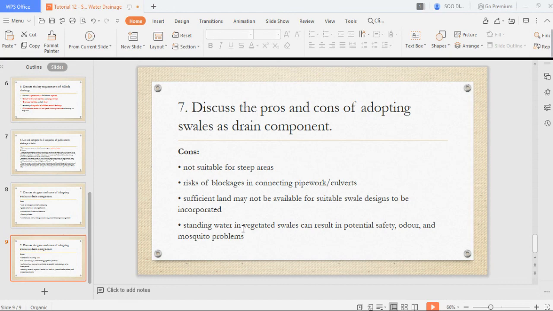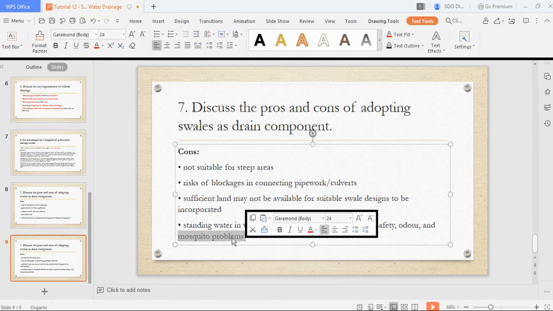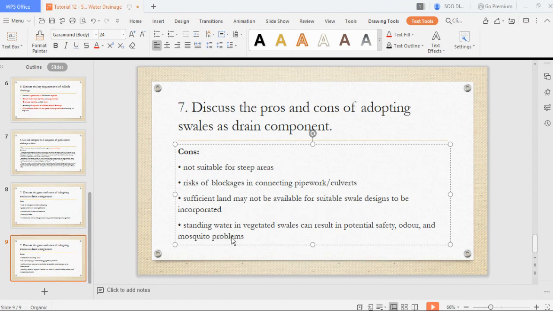If you don't maintain it, there will be a lot of problems due to the rubbish maybe being collected on a swale, and then it can result in mosquito problem in Malaysia. Malaysia is a tropical country, so there's a lot of rain. This will cause a mosquito problem which we do not really want to deal with. So this is it.